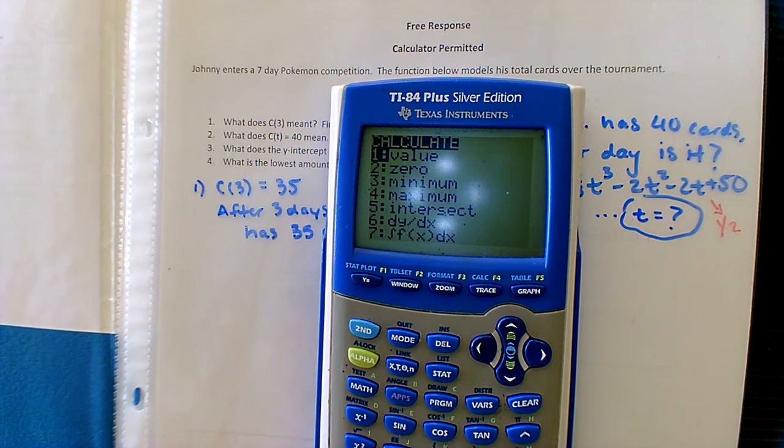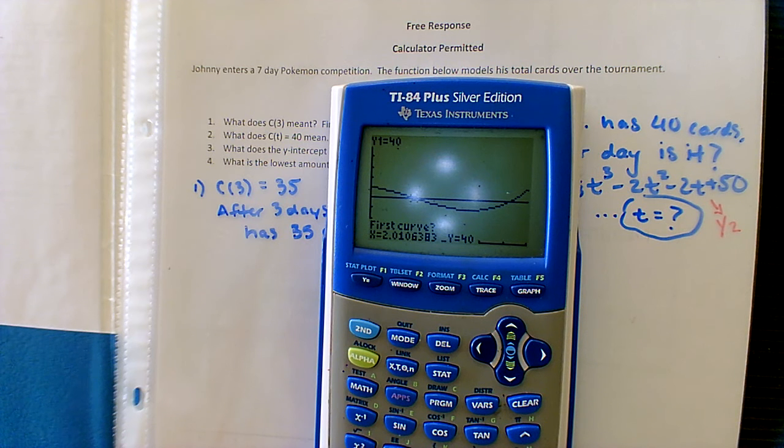Okay? Which option in this calculate menu do you think we're going to use? Intersect. So let's go ahead and scroll down to number 5 and go ahead and hit enter. So what I want you to do is move that spider to where you think the intersection point is and hit enter 3 times. Can we all get the same x value? 2.111 or something really close to that?